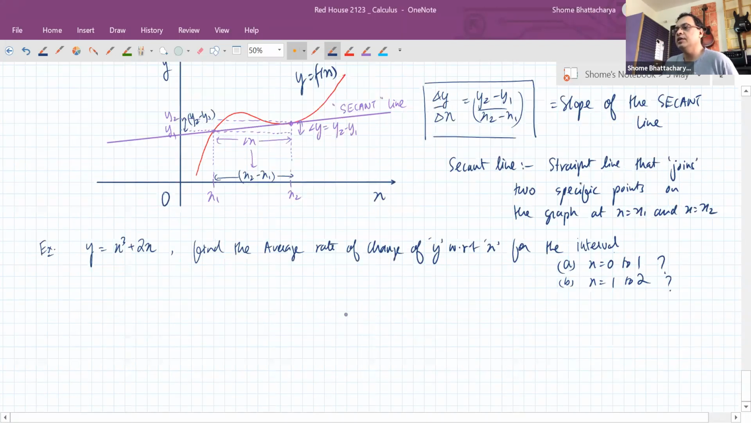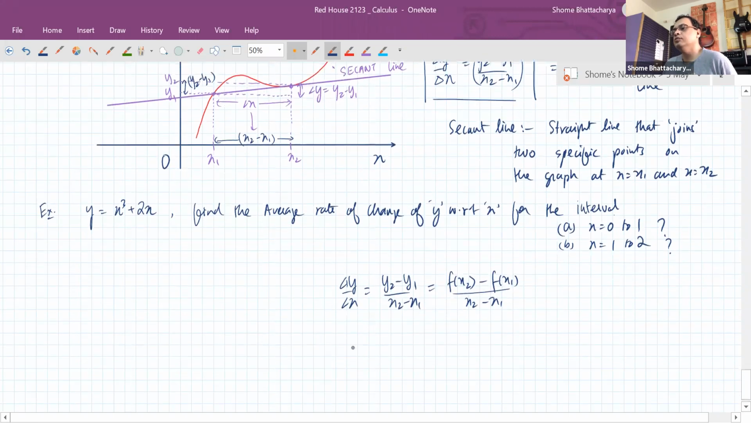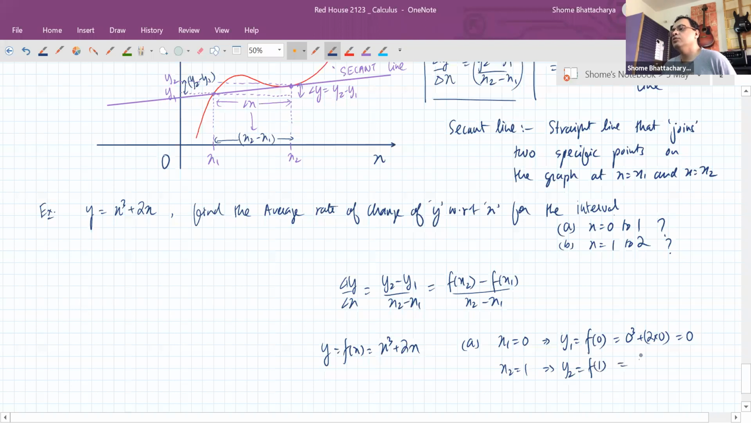So we will find delta y by delta x by just using the formula. It is y2 minus y1 upon x2 minus x1. And further, y2 is basically what? The value of the function at x2. y1 is the value of the function at x1. So we can write it like this. So in this case, what is the function? The function is x cube plus 2x. Okay, so for the first part, I'm taking x1 as 0. So y1 becomes the function's value at 0. So that is 0 cube plus 2 into 0, which is 0. And x2 I'm taking as 1. So y2 becomes the value of the function at 1, which is 1 cube plus 2 into 1. So that is 2.